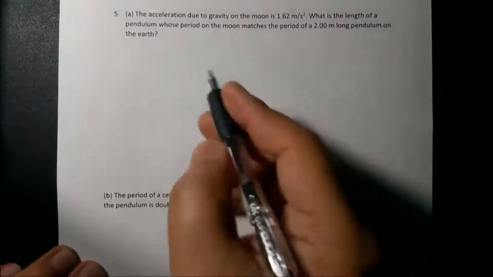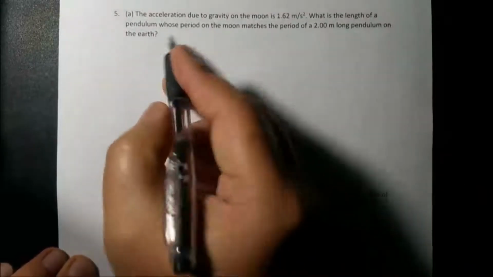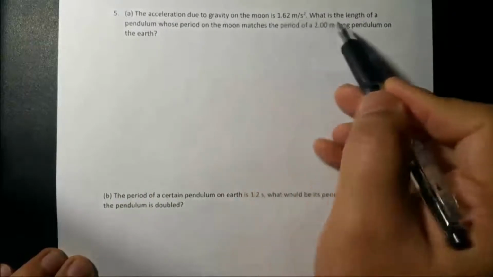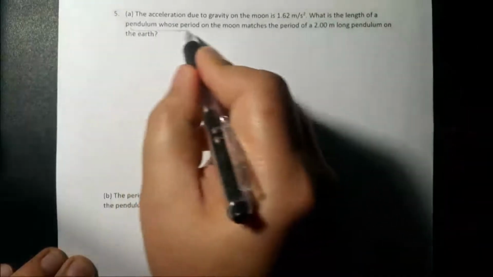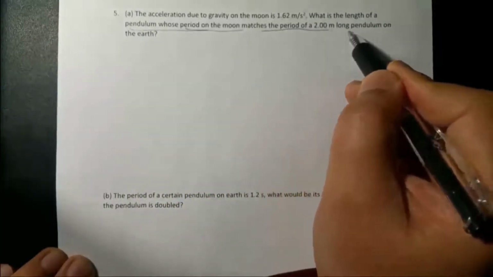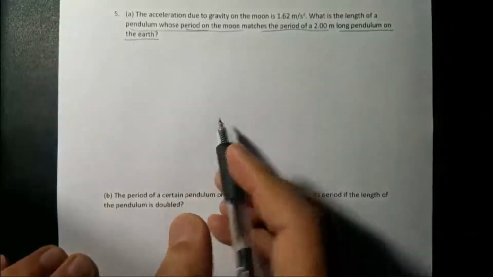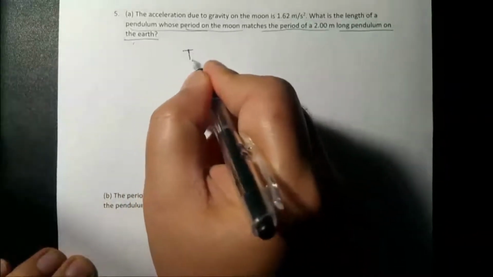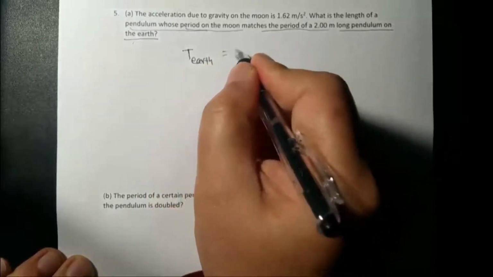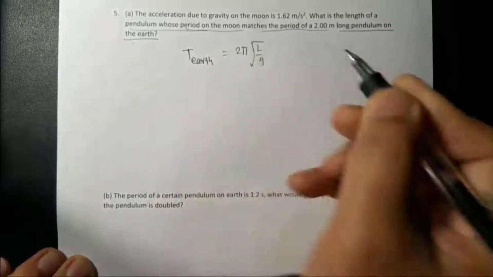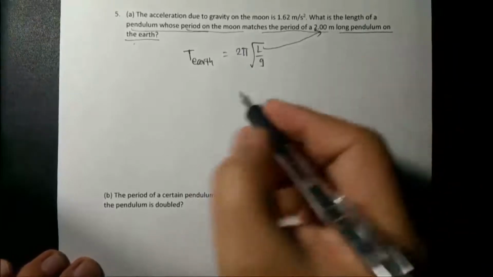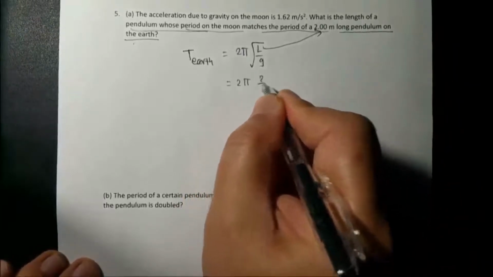So here's the next question. This is on the simple pendulum. There are two parts. The acceleration due to gravity on the moon is 1.62 meters per second squared. What is the length of a pendulum whose period on the moon matches the period of a 2-meter long pendulum on Earth? So first you have to find out what the time period is on Earth for a pendulum whose length is 2 meters. The period for a simple pendulum is, remember, on Earth, you use the 2-meter long pendulum. So first find that out.